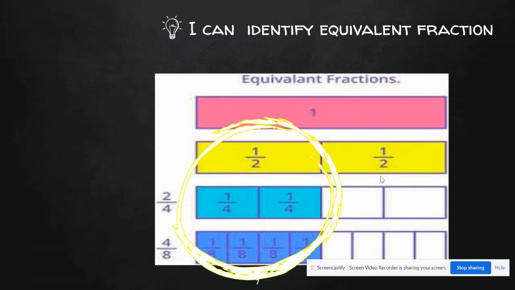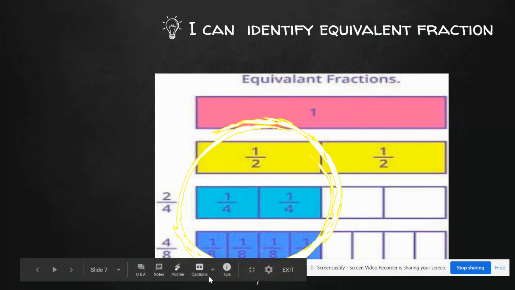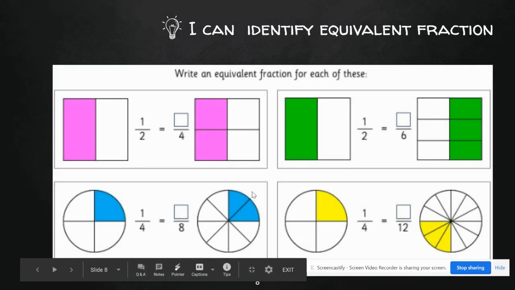They are equivalent. So we can say that 2/4 is equivalent to 1/2, but it's also equivalent to 4/8. So one fraction can have more than one equivalent fraction.